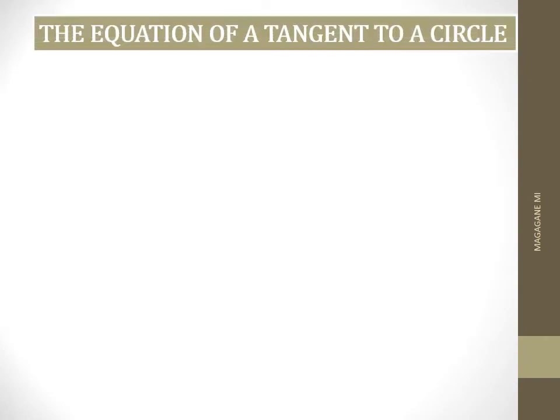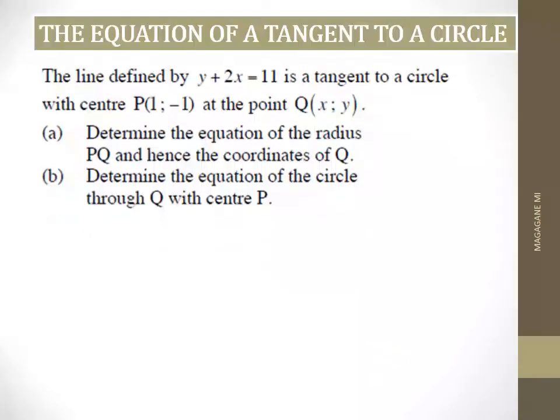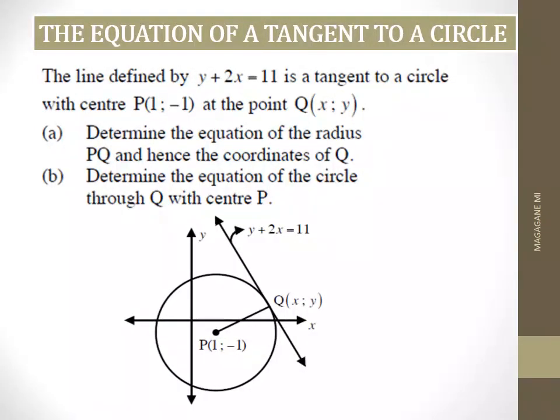Now let's look at another question. The equation of the tangent to a circle. The line defined by y plus 2x equals 11 is a tangent to a circle with center P (1, -1) at the point Q (x, y). The first question: determine the equation of the radius PQ and hence the coordinates of Q. Second question: determine the equation of the circle through Q with center P.